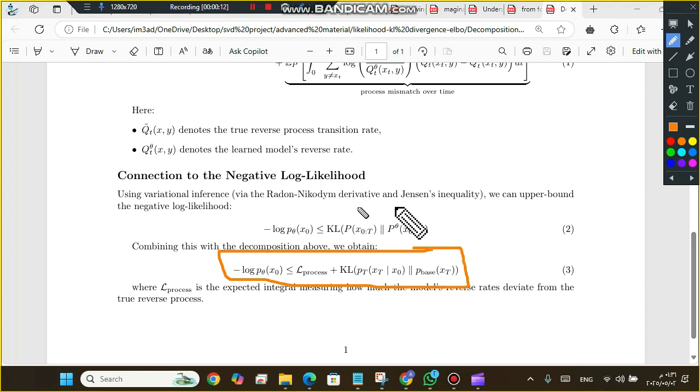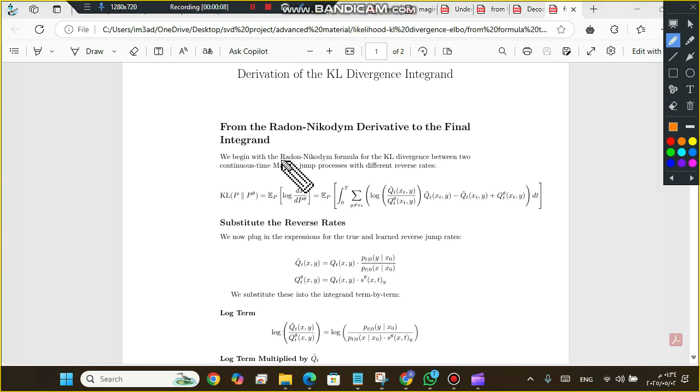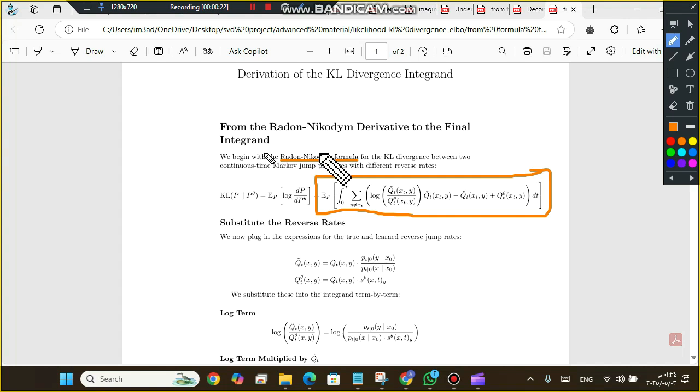So we have divided the divergence between the two paths into a divergence between the two processes plus a divergence between the starting points, as we have said over here. Okay? All right, very nice. So according to the Radon-Nikodym formula, the divergence between two processes will equal this formula over here. So, according to this formula, the divergence between two processes, one driven by Q bar and the other driven by Q theta, will equal this integration over here.